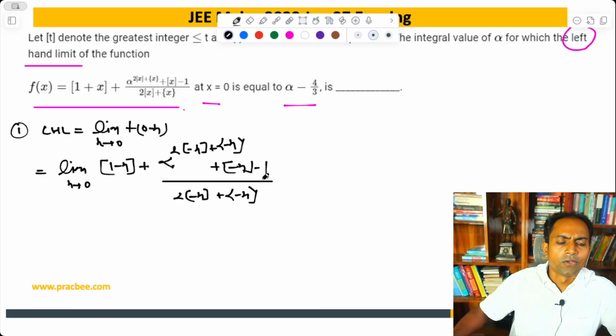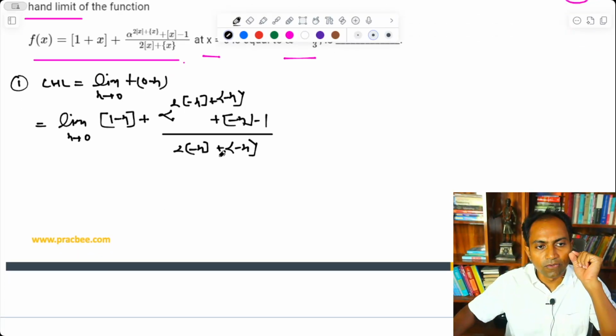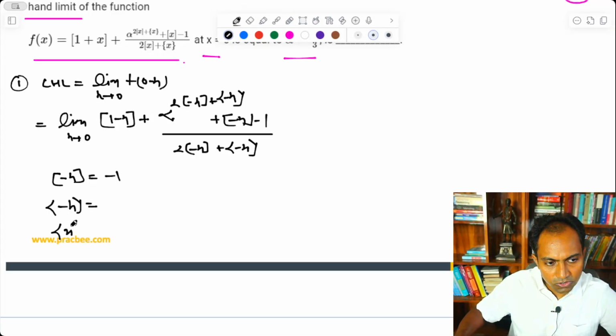Now here we should understand the basics of greatest integer function. I have seen most of the students having weak basics in this area. So what we are talking about is fundamentally two things: greatest integer function of minus h, this will become minus 1, and then what happens to the fractional part of minus h. Whenever you are trying to figure out something in fractional part of x, the definition is very simple. This can be imagined like this. This becomes an easy way of interpretation.